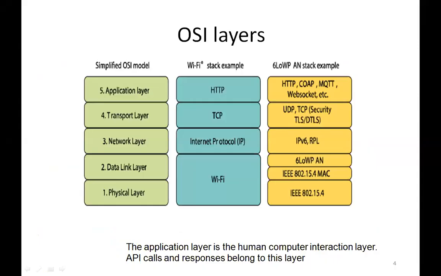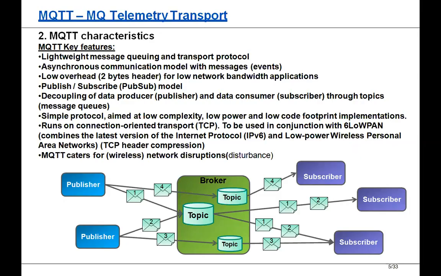And you know the OSI layer model. In the application layer, we need protocols like HTTP. You are very familiar with the HTTP protocol. The other protocols we are going to cover are OAuth and MQTT, the Message Queuing Telemetry Transport protocol.